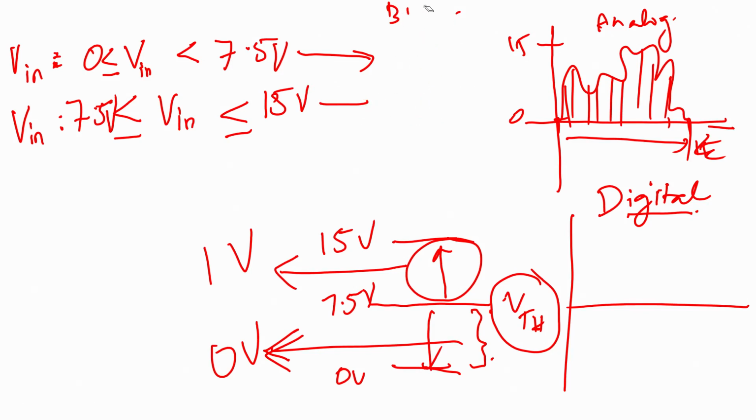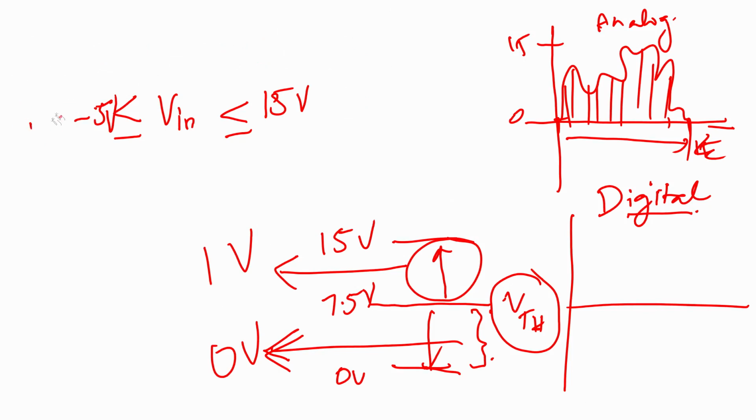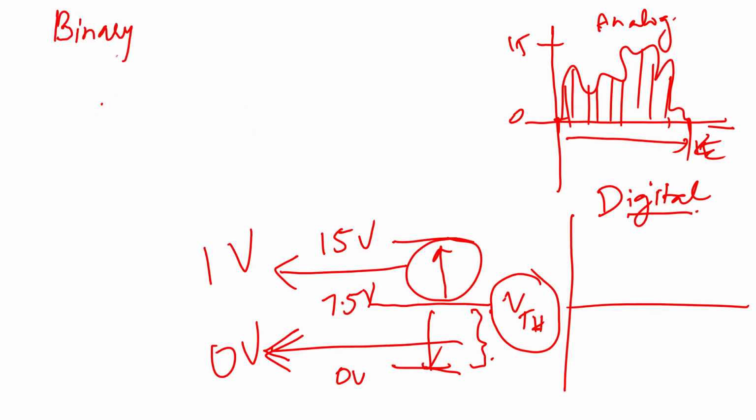This is how binary 0 and binary 1 would be defined when you start off with the concept of digital logic, but there are issues in this. We will come to that. Just let me reiterate it once again, I think it was not written clearly. So, a binary zero would be V in greater than or equal to 0 and less than 7.5 volt.